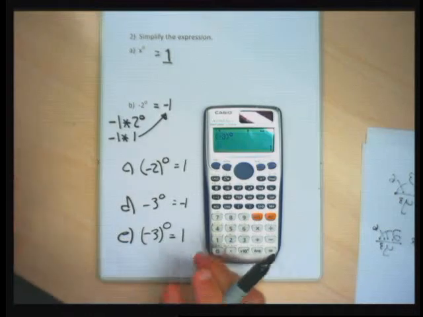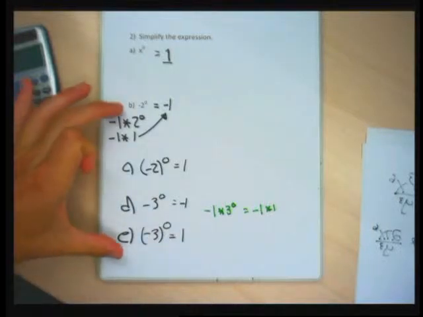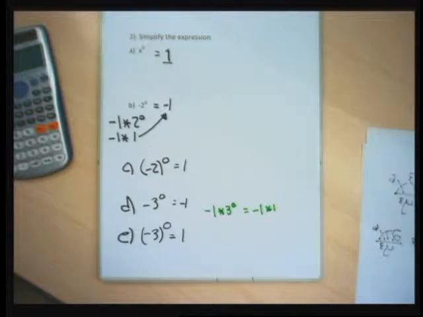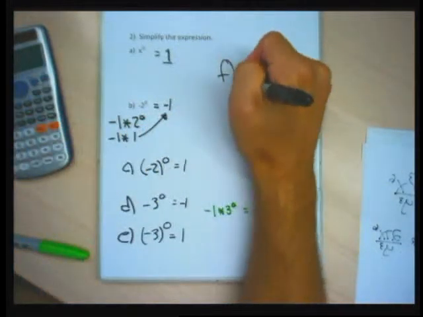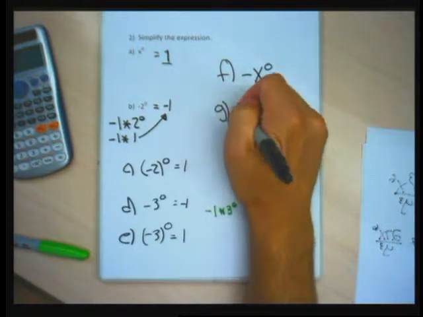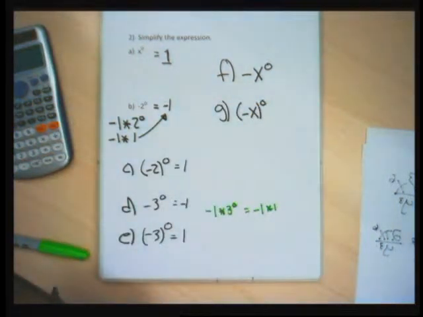And that's likely to make its way onto your test. So I could sneak in a problem that has a negative and a 0 exponent, and if it has letters, like if I made a part F and a part G, you're going to need to know if the answer is 1 or -1.